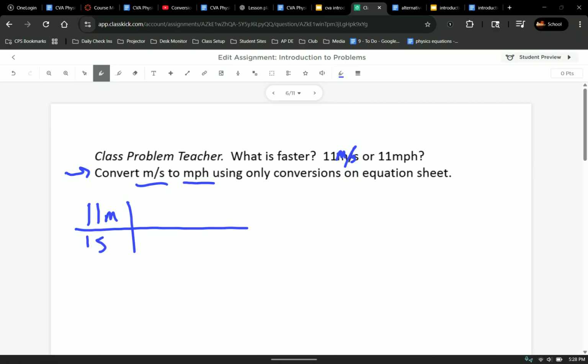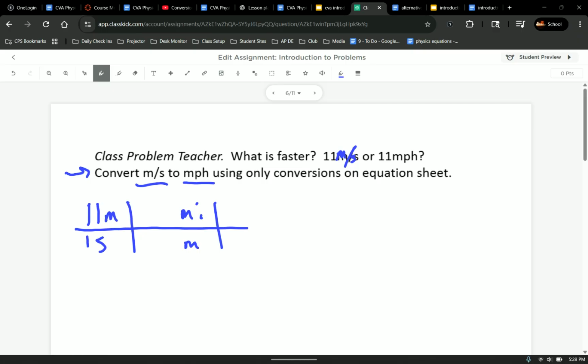You don't have to put the number there, but if you like it, that's up to you. And then you can start by converting meters to miles or seconds to hours. It doesn't matter. I just usually start with the top one, and I'm going to put meters down here. What I want is meters to miles. Again, I didn't put any numbers yet because I'm going to look those up on my conversion chart. It's on there. I'm not going to give you anything that's not on there.